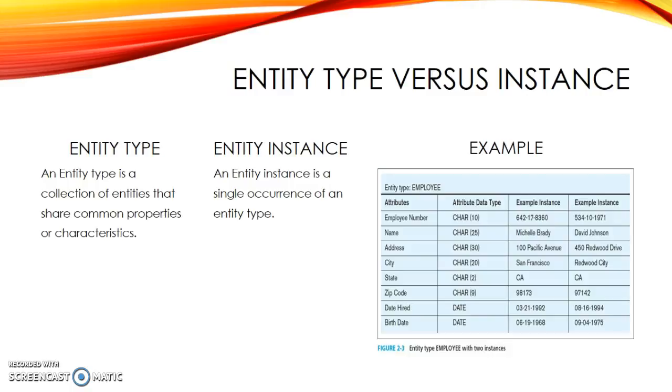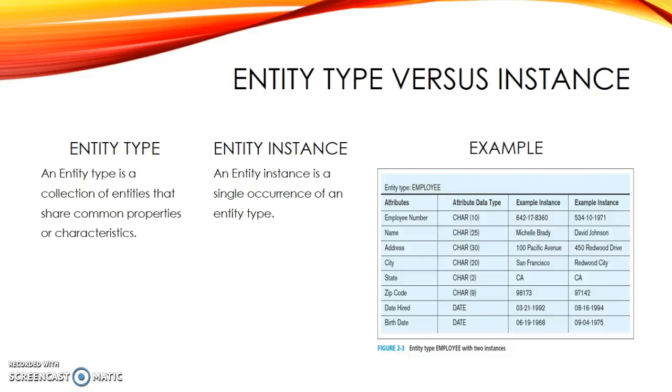An entity type is a collection of entities that share common properties or characteristics. We use capital letters for the names of entity types, such as employee on this diagram. In an ER diagram, the entity name is placed inside the box representing the entity type.